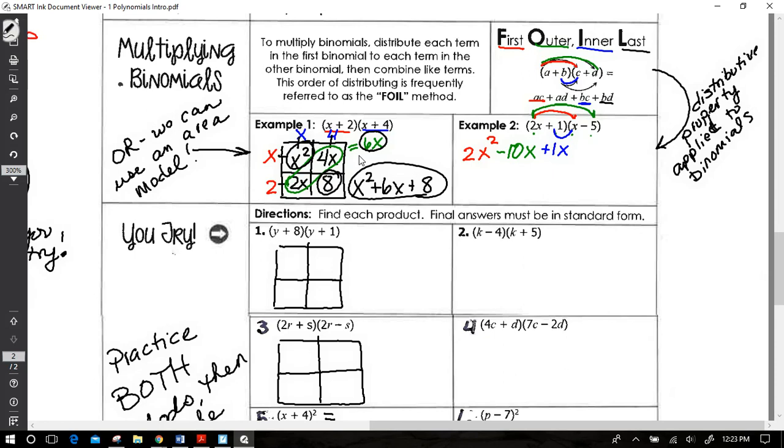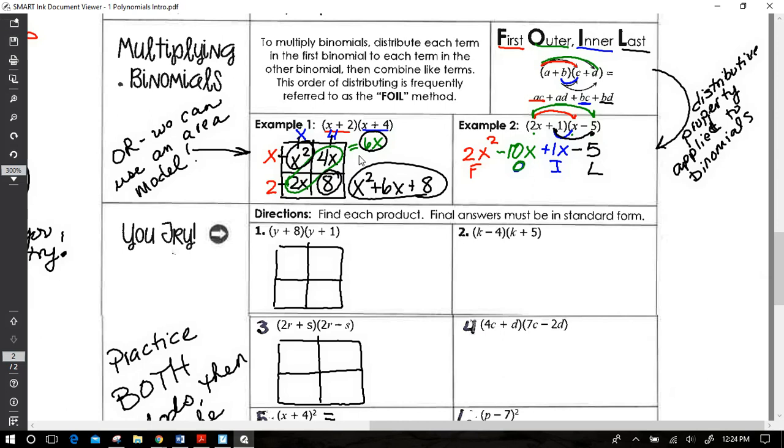And now I'm going to do the last two terms. That's the last term in the first binomial. That's the last term in the second binomial. So 1 times negative 5 is negative 5. So that is where I get first, outer, whoops, I should have used green, outer, inner, and then last, the last terms. And that is why people call this the FOIL method, because those letters spell the word FOIL.